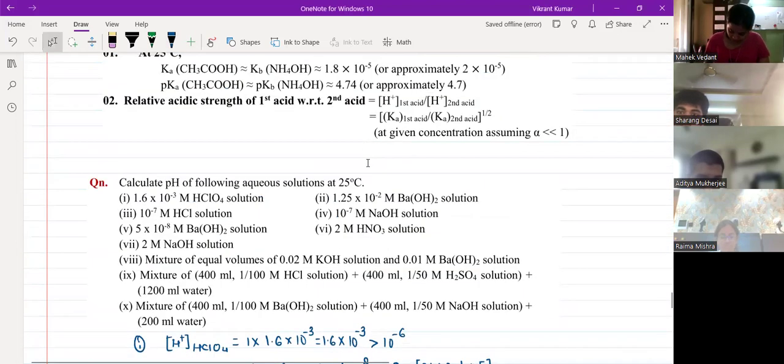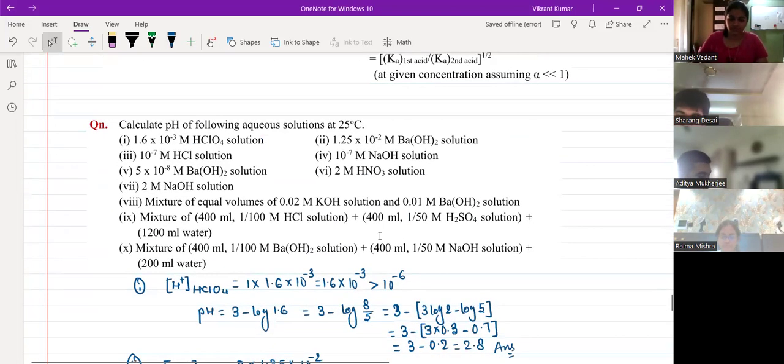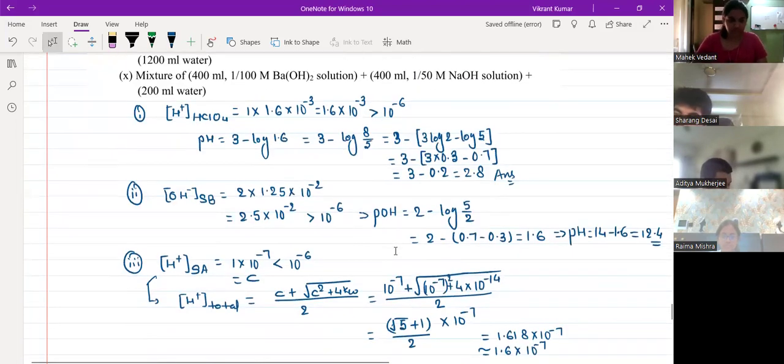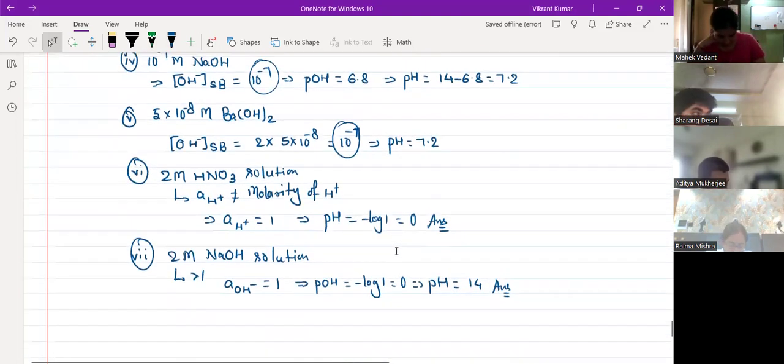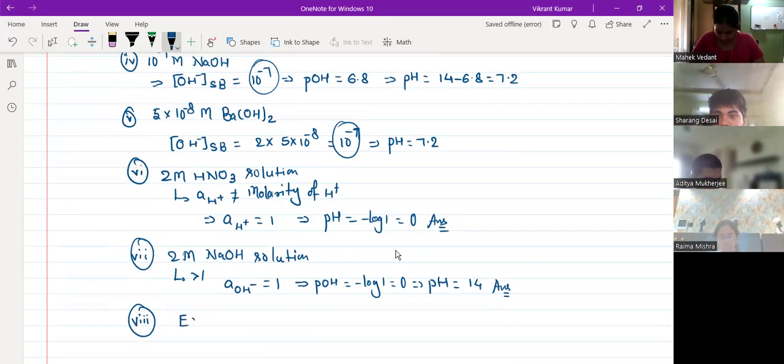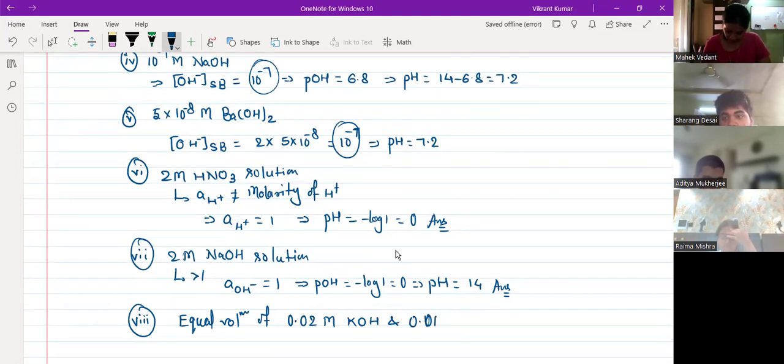After the 7th, let's see the 8th one. Now we are dealing with a mixture of some basic solutions or acidic solutions. So like in the 8th one, we have got equal volumes of 0.02 M KOH and 0.01 M Ba(OH)2.